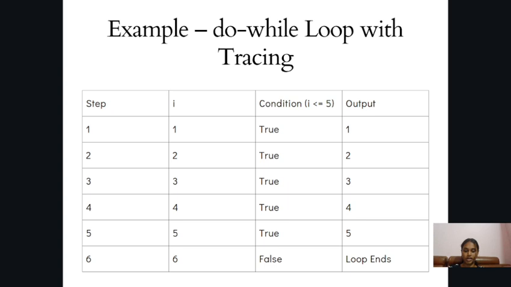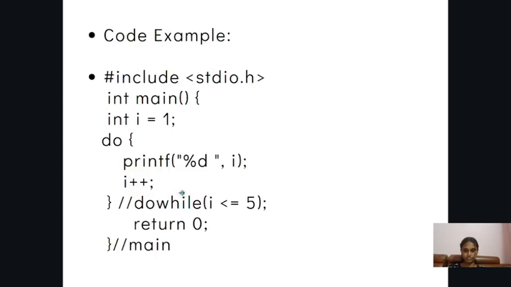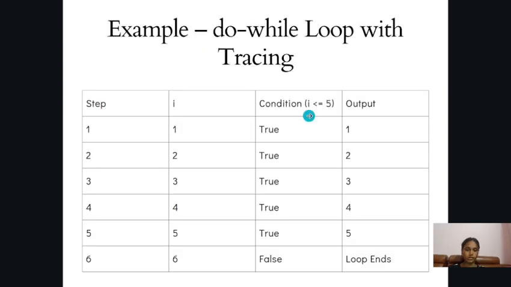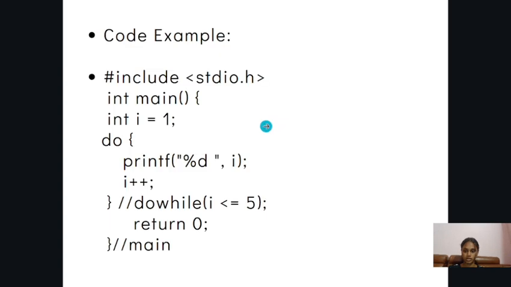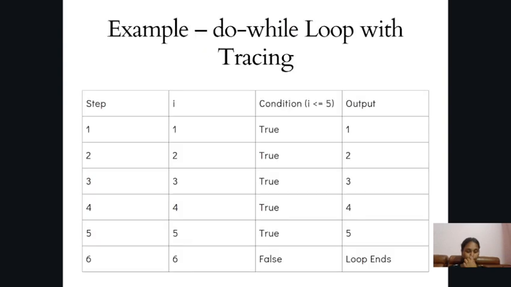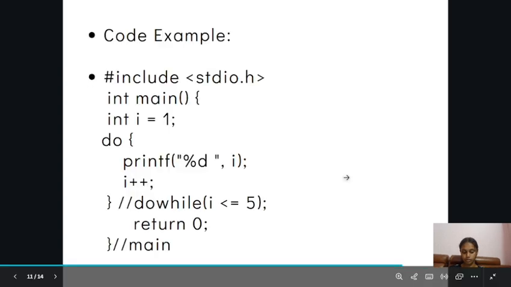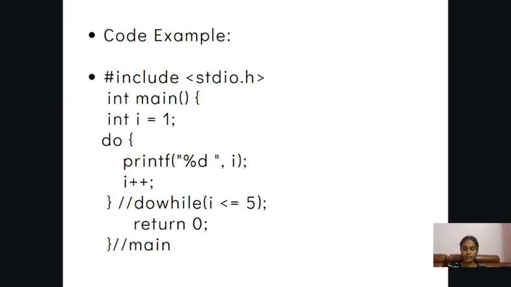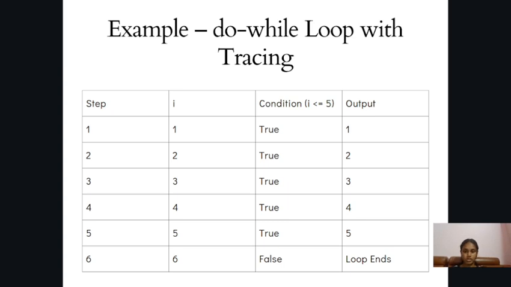So here the tracing is: i is started with 1. The condition is i less than or equal to 5. i is equal to 1, the condition is true. Until the condition becomes false, the loop continues. So it enters the loop body at least once.